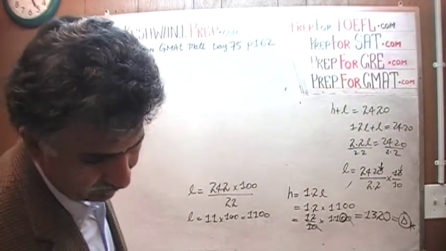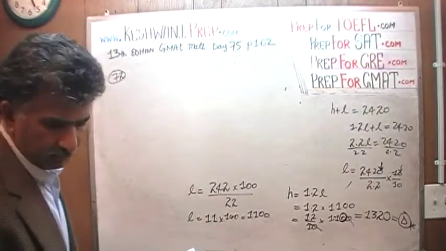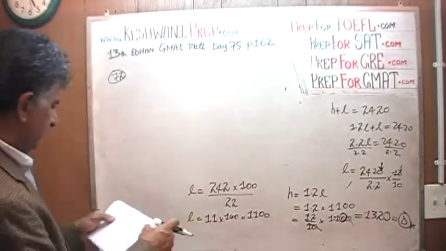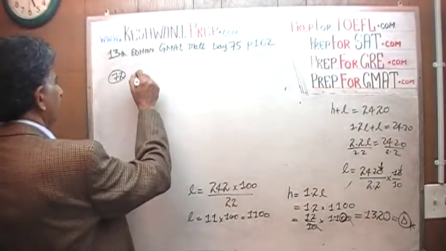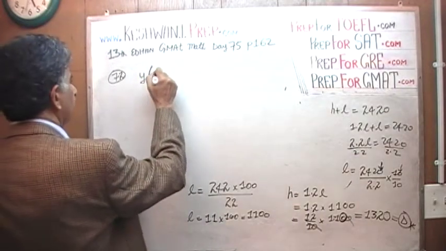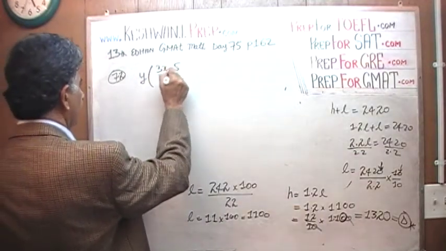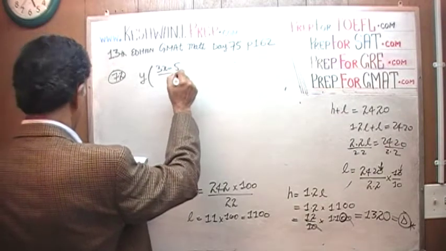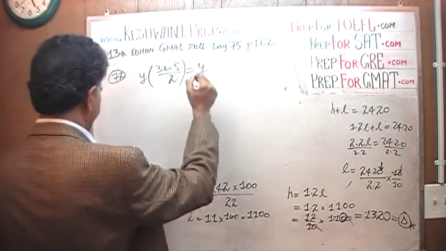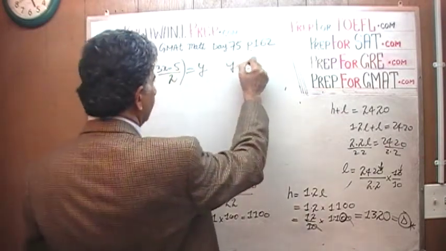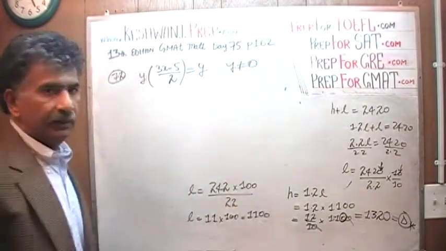what they're asking us actually is very straightforward, very simple. Sometimes you wonder why they even bother with these things. They tell us that y times (3x minus 5)/2 equals y. And then they go on to tell us that y does not equal 0. And that is for a reason.